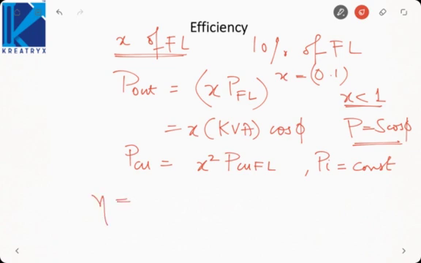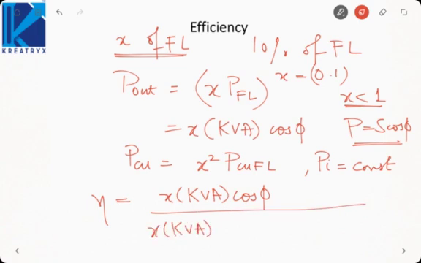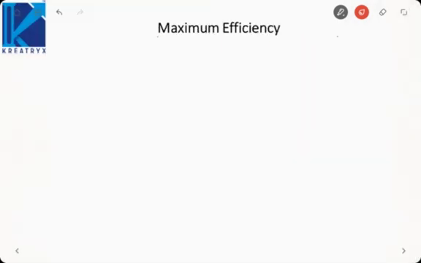So I can write efficiency as x kVA cos phi divided by x kVA cos phi plus loss, that is iron loss Pi plus copper loss x square PCU full load, into 100%. This will be my efficiency, that is output divided by output plus loss. Now, in any transformer, in any machine, my objective is to maximize the efficiency. That is, I want as much as possible of the input power to be converted to output power. That means less power should be wasted and more power should be transferred from input to output.